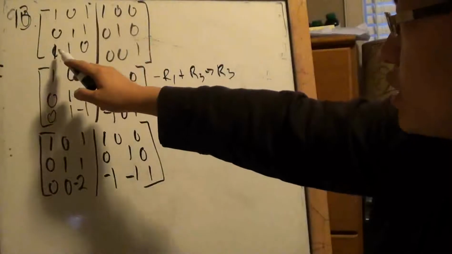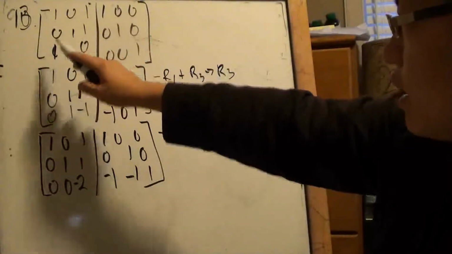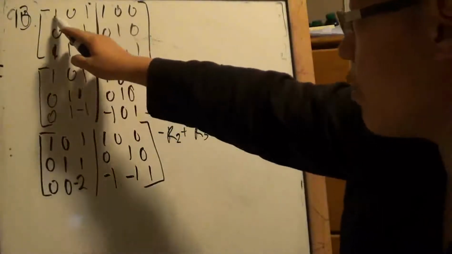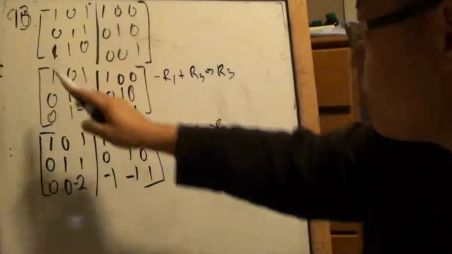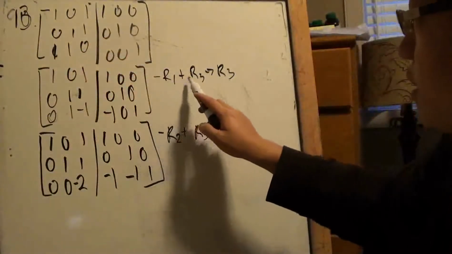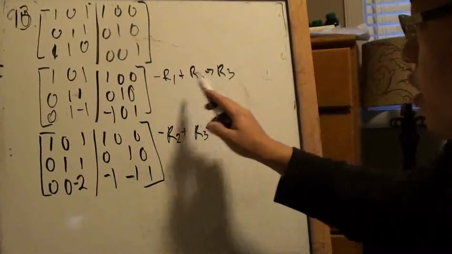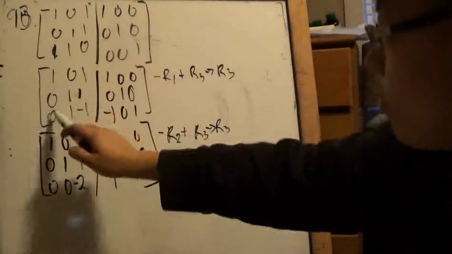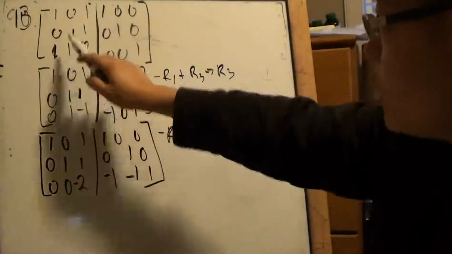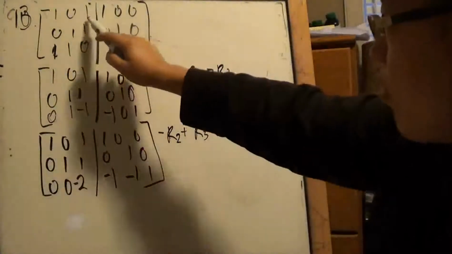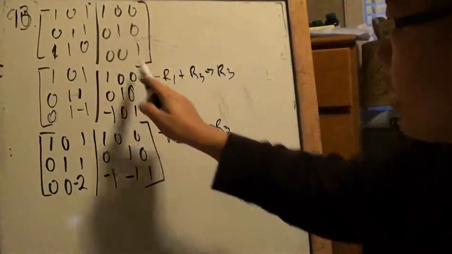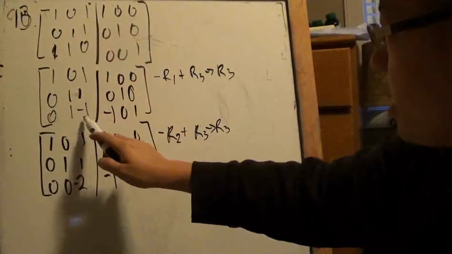So let's do eliminations to get rid of all these annoying competitors. There's a 1 here. I want that to be the leading coefficient. So I did negative row 1 plus R3 so that the new third row is made. So 1 minus 1, get rid of it. 0 doesn't affect anything, so it stays the same.